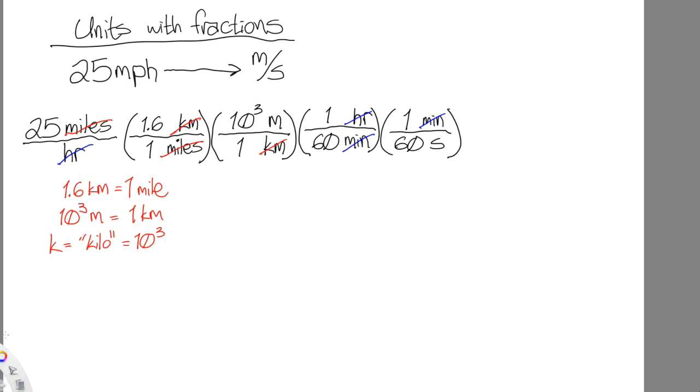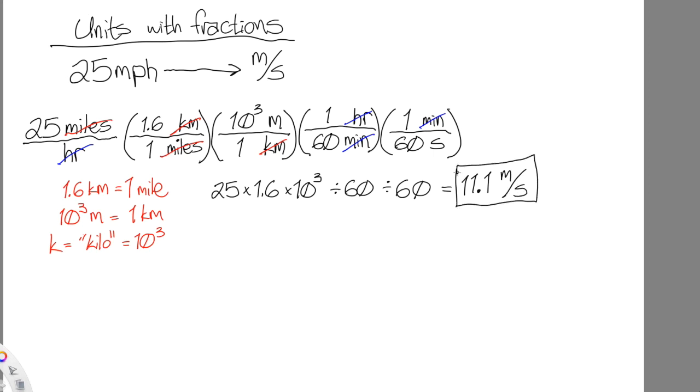All we have to do now is just plug this into our calculator. It would look something like this. So 25 times 1.6 times 1,000, or 10 to the 3, divided by 60, divided by 60. So you plug it into your calculator just like this, no parentheses required. And if you do this, it spits out the number 11.1. And then the only units we have left are meters on the top and seconds on the bottom. And that is our final answer.